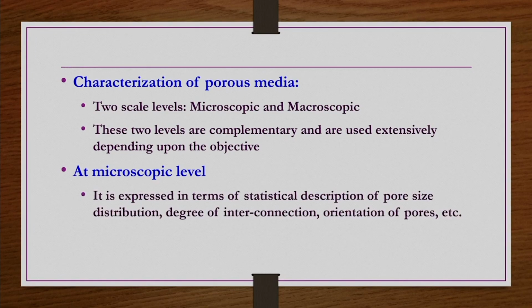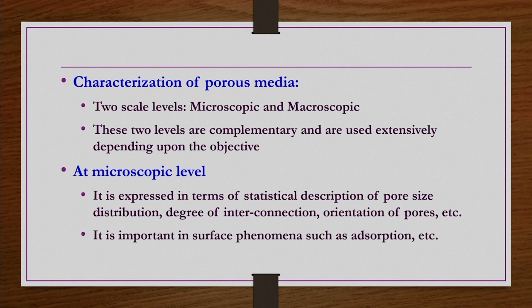So, at the microscopic level, what we generally do is find a statistical description of pore size, pore volume, degree of interconnection, orientation of pores, and surface area, like how many meters squared per gram, etc. Those are things that we get from BET equipment. All those things, even the isotherms, come under the microscopic level characterization of porous media. One example is adsorption, as just mentioned.